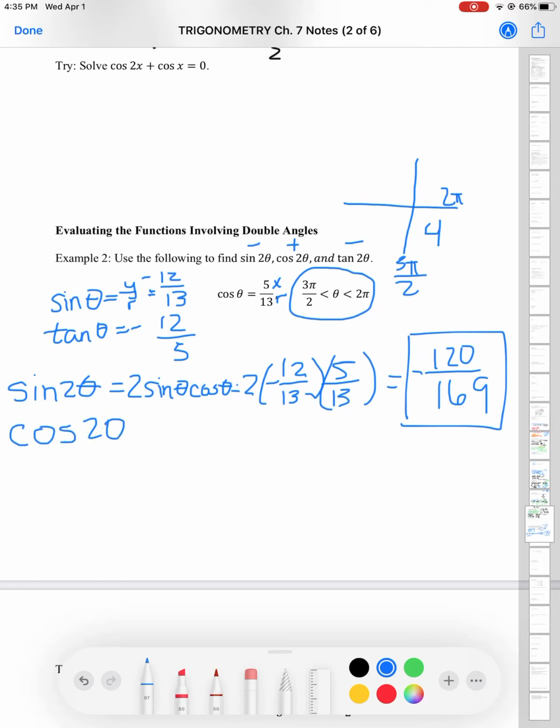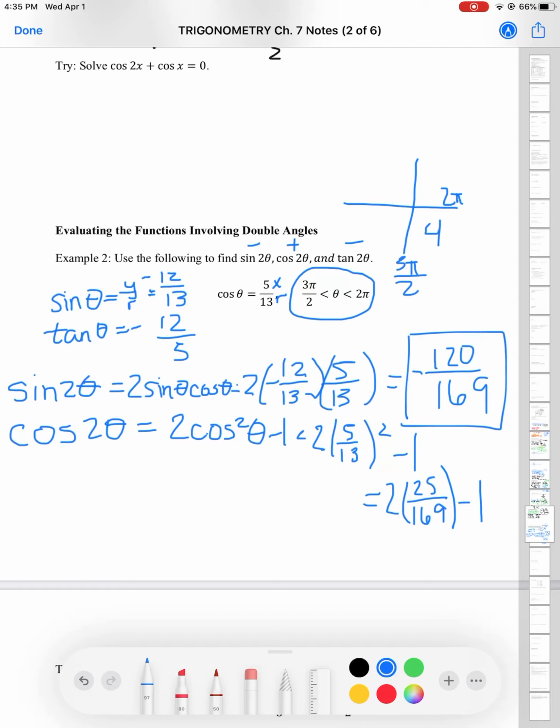Cosine 2 theta, I'm going to use the 2 cosine squared theta minus 1. So that is 2 times 5 over 13 squared minus 1, which is 2 times 25 over 169 minus 1, which is negative 119 over 169. Okay?